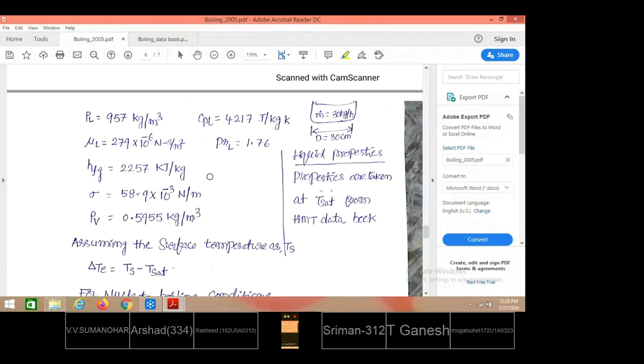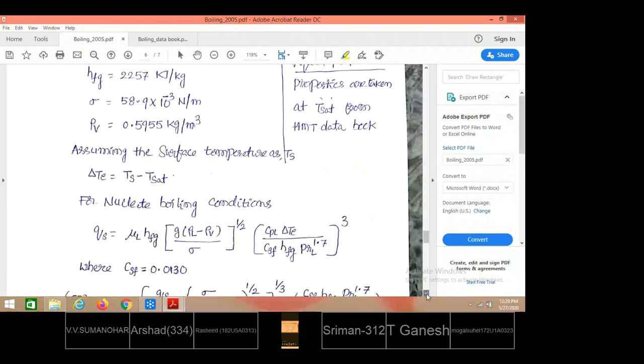Why? Because 1 atmospheric pressure acting on the water surface means the temperature required to convert into vapor is 100 degrees centigrade. We call that the saturation temperature, 100 degrees. At 100 degrees centigrade, the properties are taken either from the HMT data book or from the steam tables. The properties are taken at T saturation.